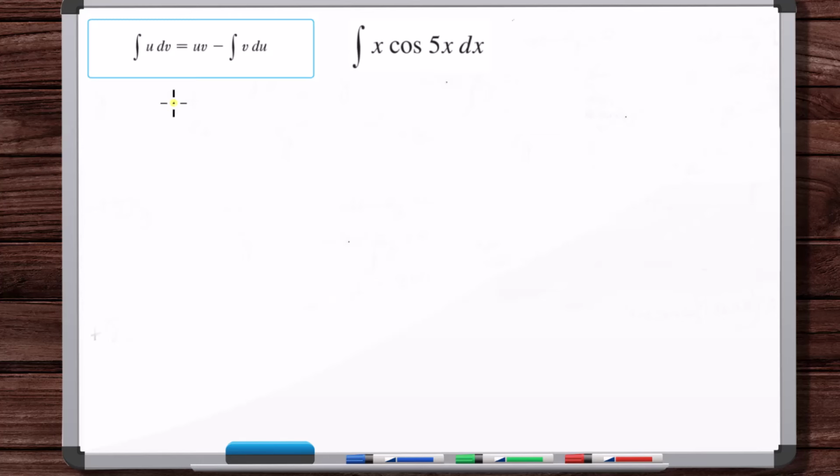Okay, so here's the formula for integration by parts. Over time, as you work more and more problems, you'll end up memorizing this formula. It's the integral of u dv is equal to uv minus the integral of v du. The idea is this is the integral you're starting with. We're going to choose which portion of the integral is going to be the u and which portion is going to be the dv. And then once we've chosen that, we write out uv minus the integral of v du.